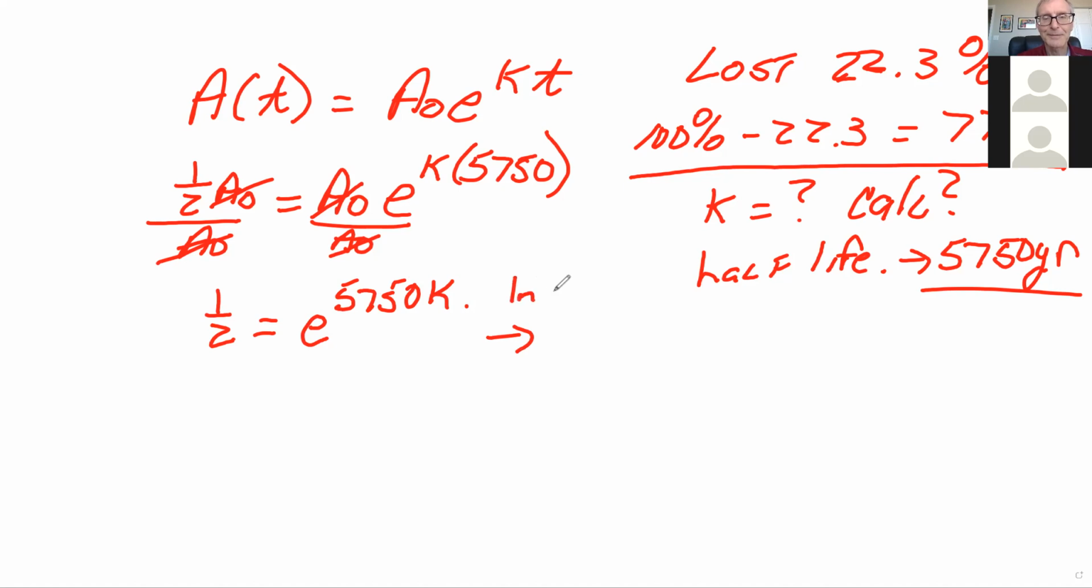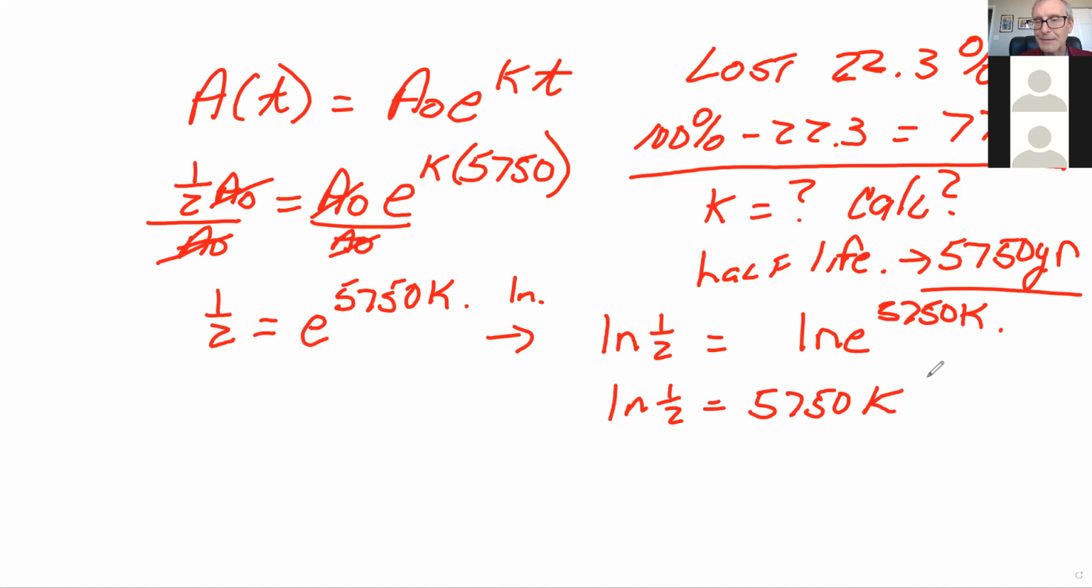Take the natural log of both sides. So it'd be natural log of 1/2 equals natural log of e to the 5750 times K. So you could rewrite it: natural log of 1/2 equals 5750 K times natural log of E. That's why we use natural log, it makes the arithmetic a little bit easier. So what does K equal? K equals natural log of 1/2, and you'll see that actually is a negative number. And when you plug that into your calculator, you would get a negative number there divided by that many years.